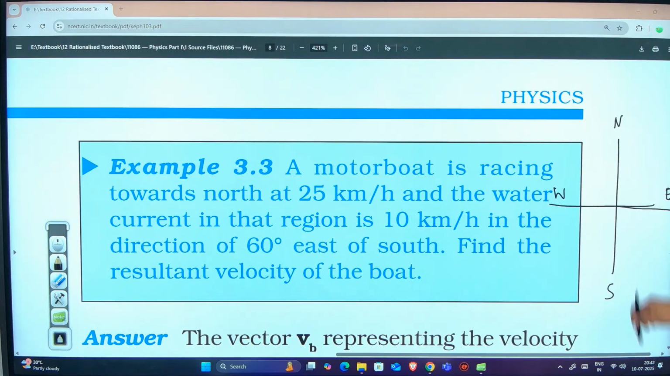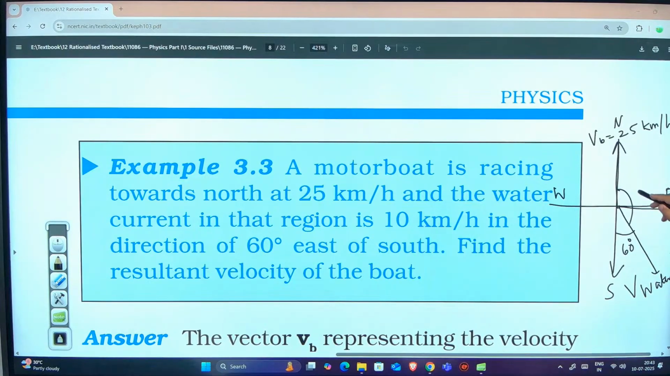Now see here. South is here. You have to go 60 degree east of south. Understood? This is the direction of what? Water current, water velocity. And what is the velocity of the boat in this direction? How much is that? What is the angle between them? 120. Resultant will act somewhere here.